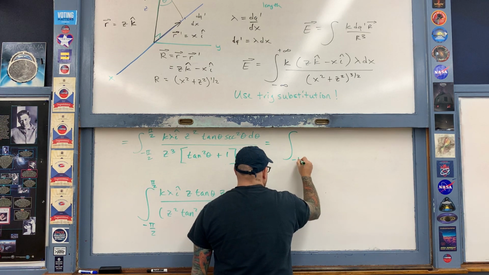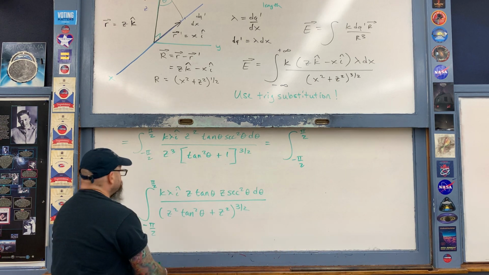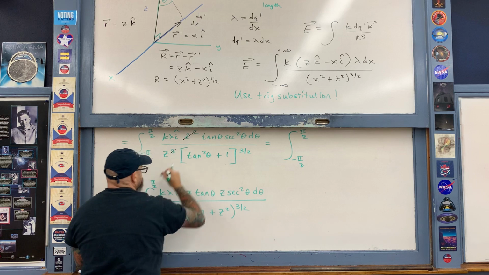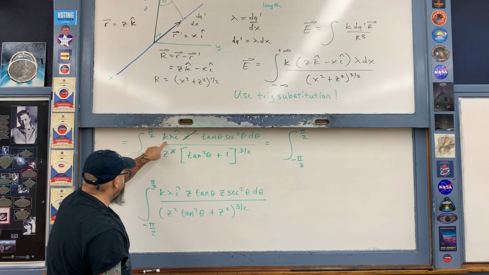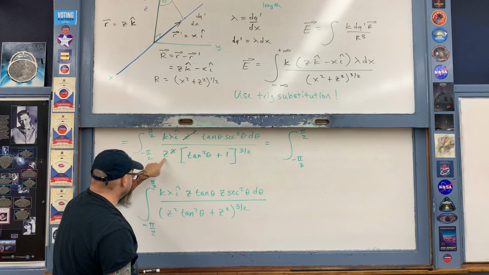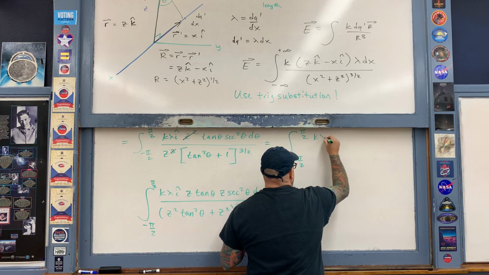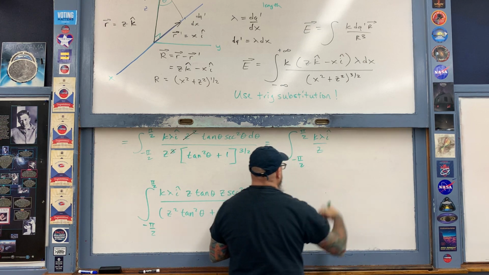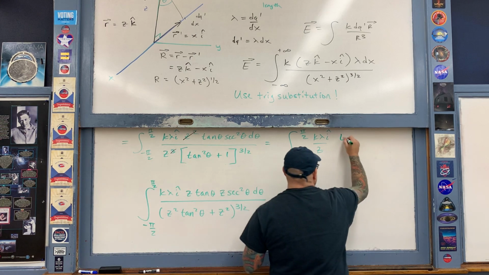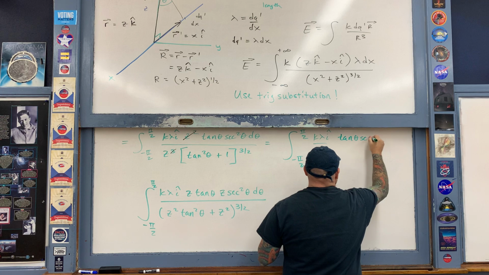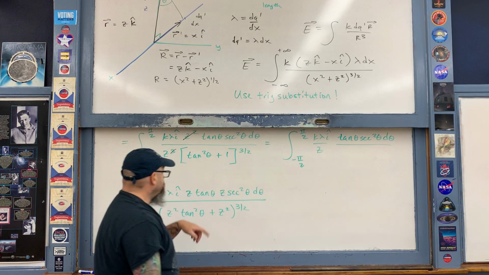So integral, negative pi over 2 to positive pi over 2. Okay, let's get rid of some of the constants here. This z squared is going to cancel over the z squared here. And then I can start to pull things out in front. k lambda i hat over z squared, or over z, excuse me. So k lambda i hat over z, there we go. Okay, tangent times secant squared d theta, and then divided by the following.